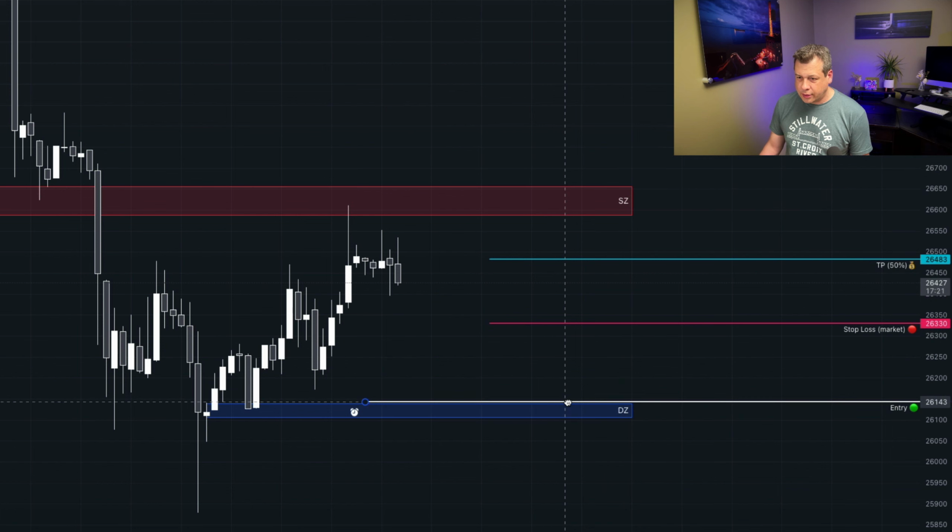All we have to do is, if we wanted to buy on this demand zone down here, we could drag it to the top of the zone or the middle of the zone, or however you want to trade it. And so let's go ahead and do our stop loss and our take profit.